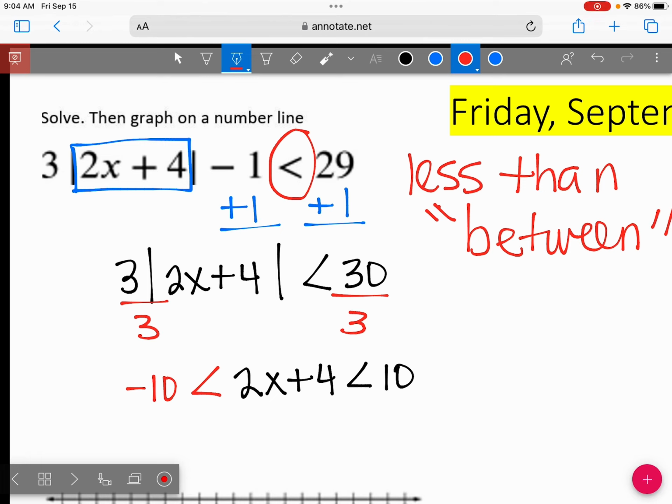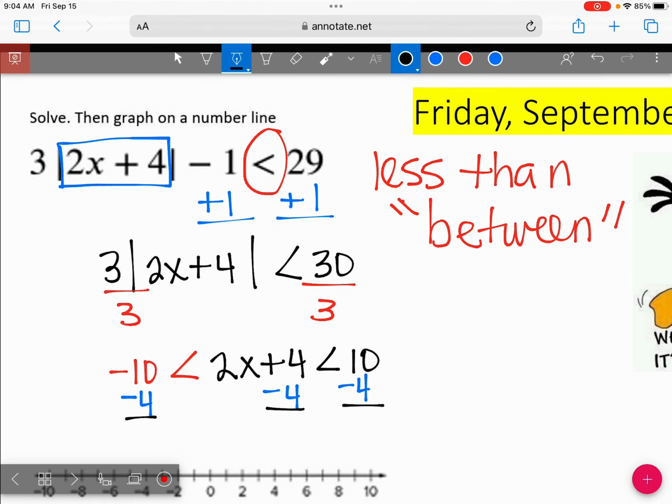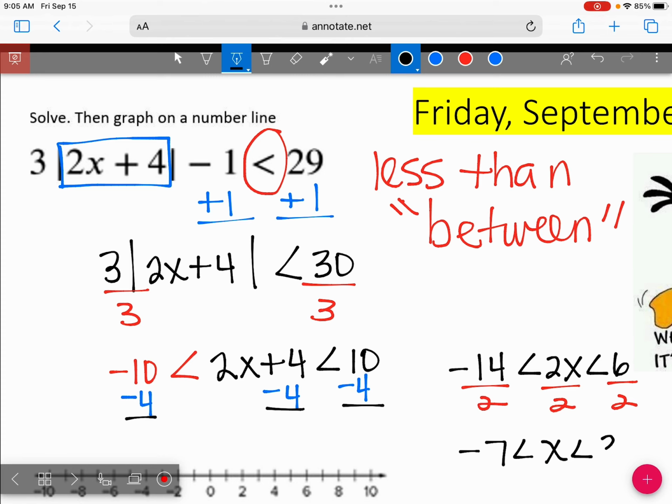So less than is between. Greater than, we separate. So let's subtract the 4. Which gives us negative 14 is less than 2x, which is less than 6. And then divide everything by 2. So it's negative 7 is less than x, which is less than 3.